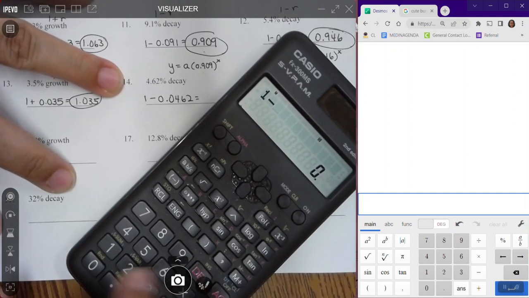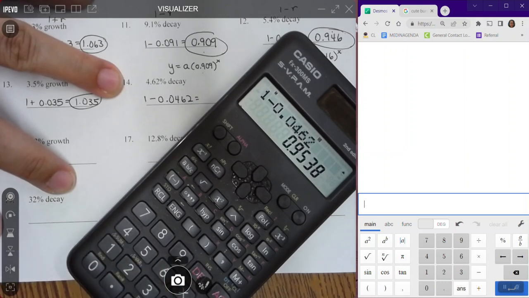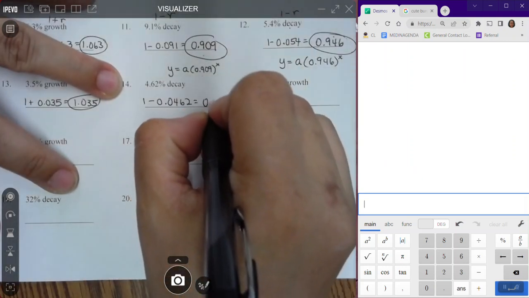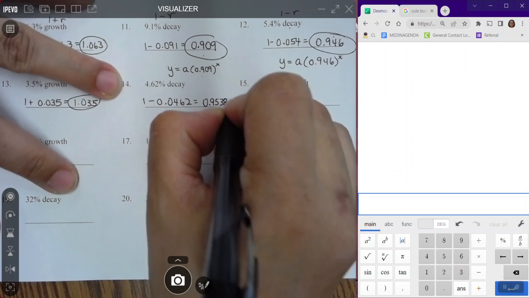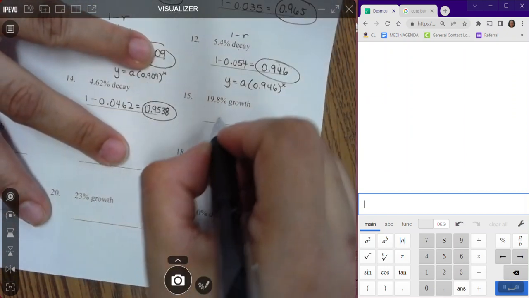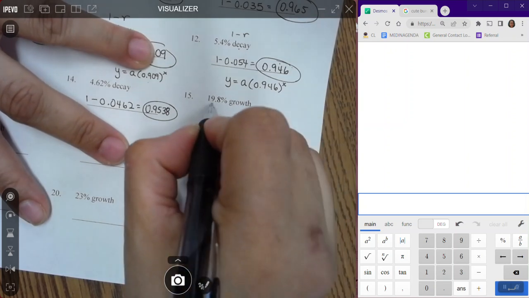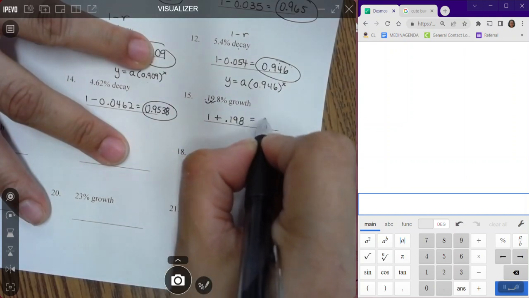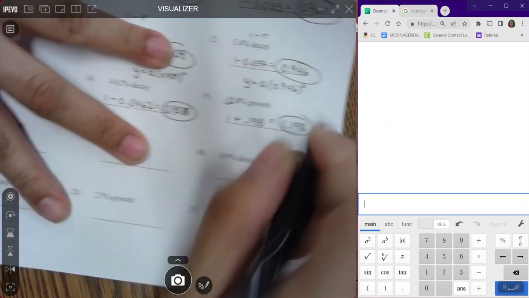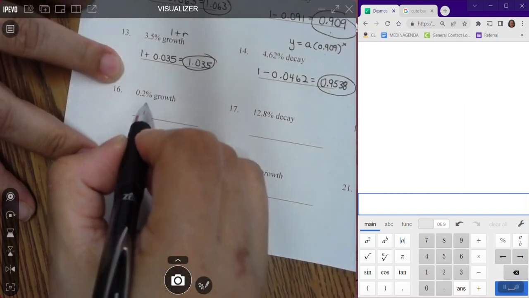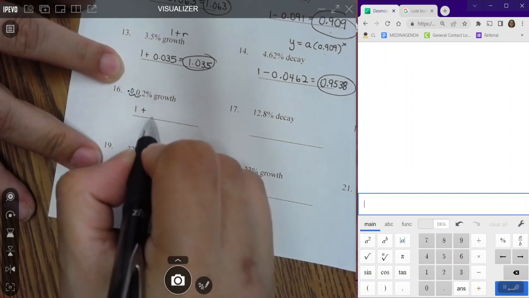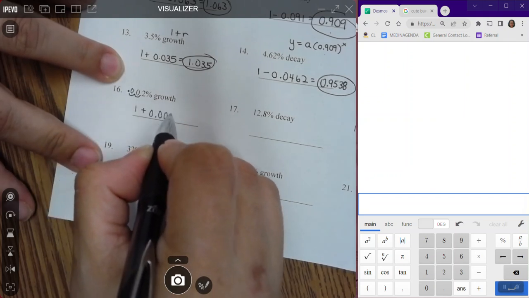1 minus 0.0462. 0.9538. Growth. Growth is easy. It's 1 plus 0.198. Growth, 1 plus 0.002.